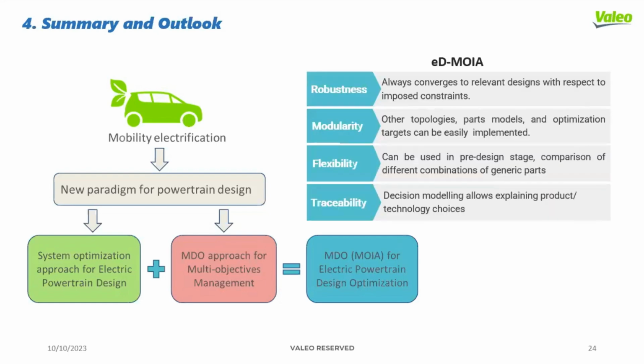The EDMWIA, just to give you a small recap about it, it's robust. When you define your objectives and constraints well, it will always converge to the optimal solution. It is modular. We can easily replace some model of the machine with another one, or another inverter. We can add new models when we have them. It is quite flexible. We can use it, as I said, for the pre-design phase, but we can imagine also using it for refining some existing models.